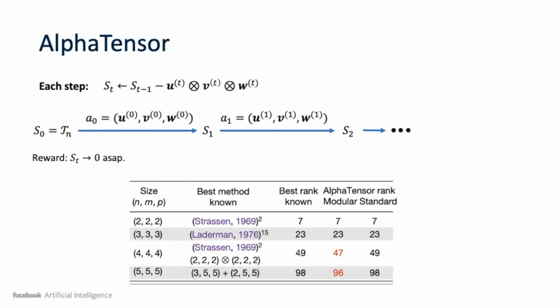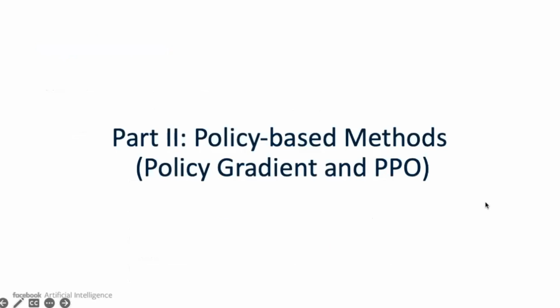They use this AlphaZero kind of approach to solve these problems, and they actually find new matrix multiplication schemes where the number of multiplications is smaller than the best known rank. That is pretty impressive. This kind of combinatorial optimization problem can actually be solved in this manner.